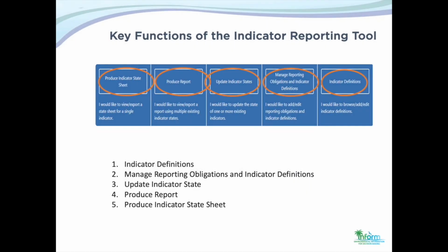Once you are logged in, the home page will highlight 5 key functions. There are also additional help texts pointing out what each button represents and what it does. We will explore these key functions in detail and individually throughout the course. From right to left, number 1, indicator definitions. 2, manage reporting obligations and indicator definitions. 3, update indicator states. 4, produce reports. And 5, produce indicator state sheet.